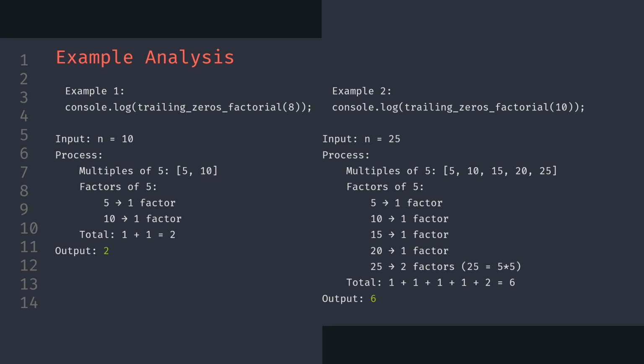Let's analyze these examples step by step. For n equal to 10, there are two multiples of 5, each contributing one factor of 5. The total is 2. For n equal to 25, there are 5 multiples of 5, with 25 contributing 2 factors. The total is 6.